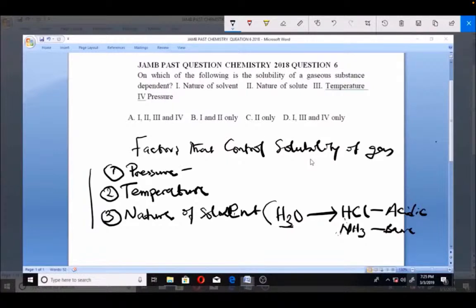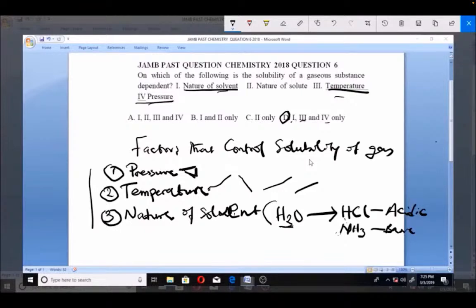Solubility of gases is highly dependent on the temperature, and it is highly dependent on pressure. It's a function of its pressure, and as the temperature increases for gases, the solubility will decrease. Whereas for solids, as the temperature increases, the solubility increases. So these are the three major factors, and from the options you can see that option D takes care of this, because I is nature of solvent, II is temperature, IV is pressure. So these are the three major things that the solubility of gases depends on.